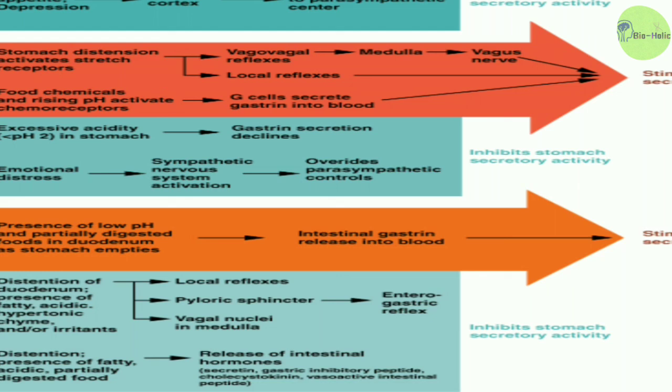And also the distension, the presence of fatty acid and partially digested food in the stomach releases intestinal hormones like secretin, gastric inhibitory peptide, cholecystokinin, and VIP, which cause inhibition of stomach secretory activity.